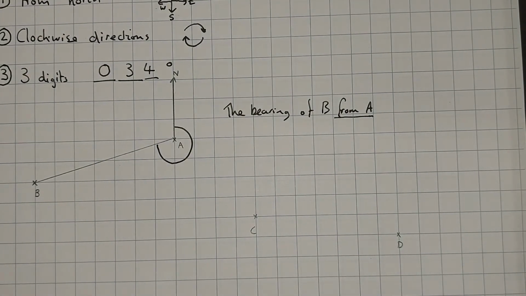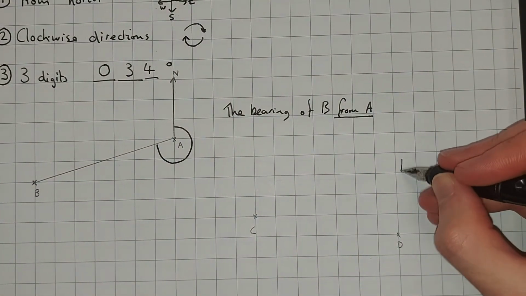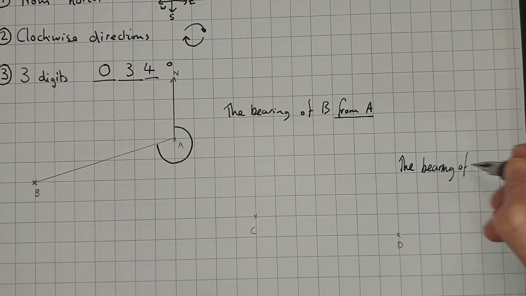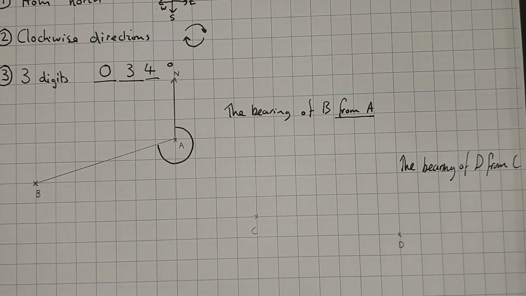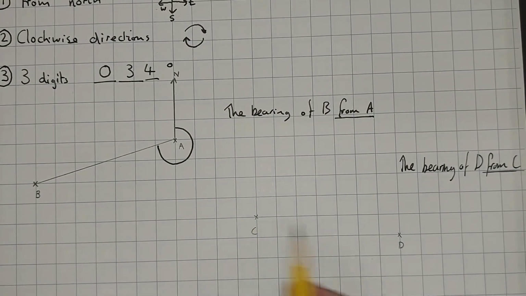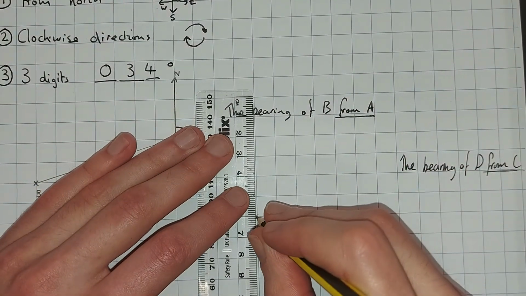Okay, so we're going to do the bearing of D from C. So find the bearing. So we're going to mark on the bearing of D from C. So the important thing is it's from C heading towards D. So first thing we're going to do is add on our north at C, because we're going from C to D. So let's add on our north, straight up from C.